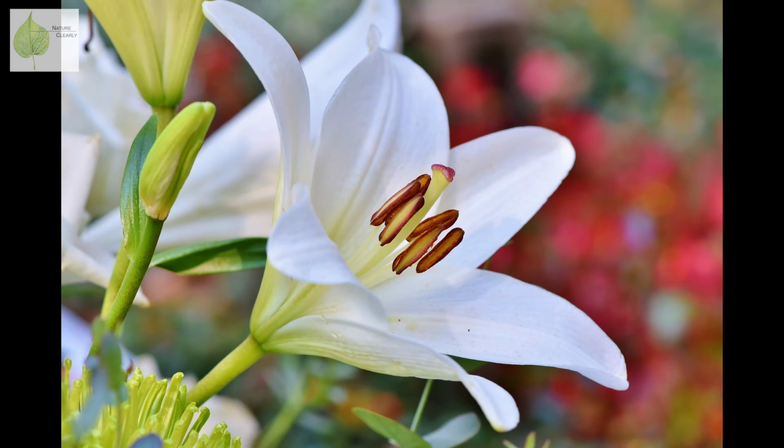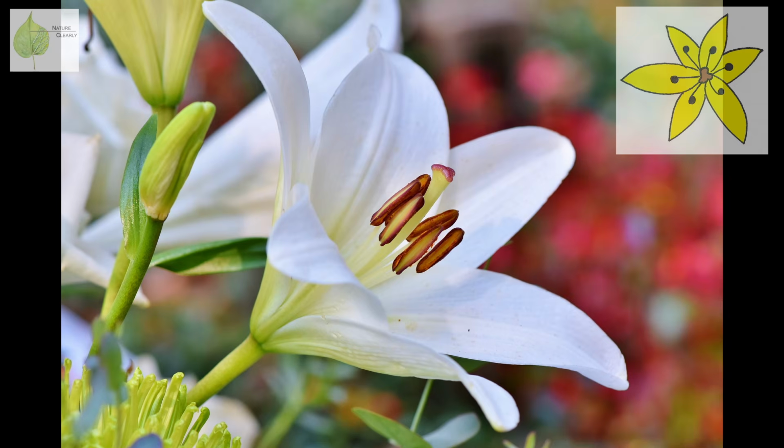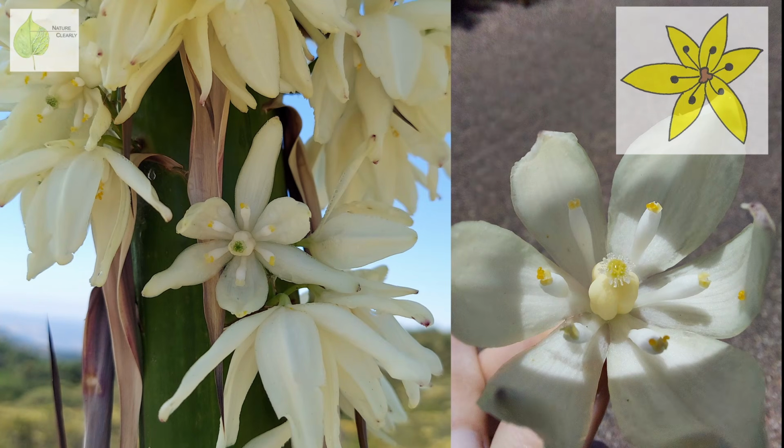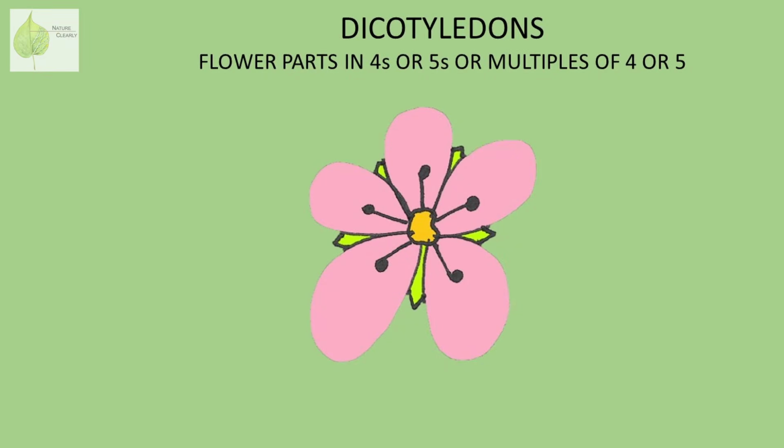Let's see. In this lily flower, which is a monocot, we see 3 petals, 3 sepals or 6 tepals, and a 3-lobed stigma that signals 3 carpels. So you can see that the flower parts come in threes. Same happens here with a yucca flower. 3 sepals, 3 petals, 6 stamens, and a 3-parted stigma. In dicots, the flower parts come in 4s or usually 5s.